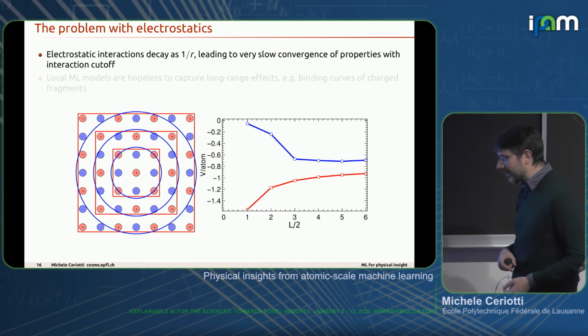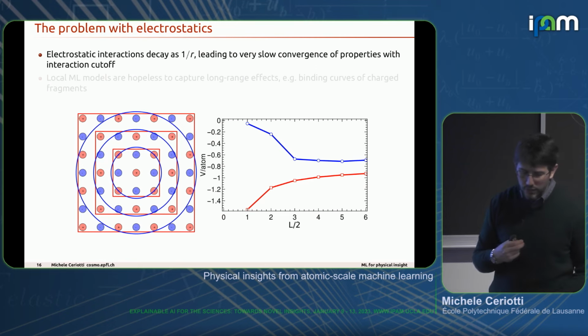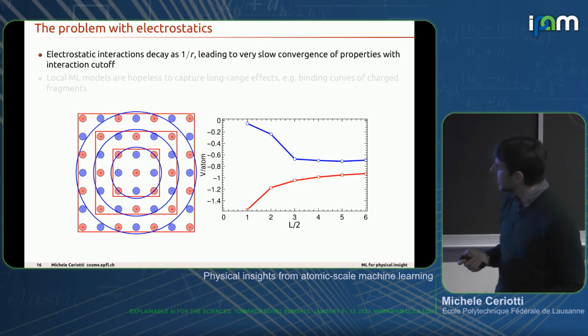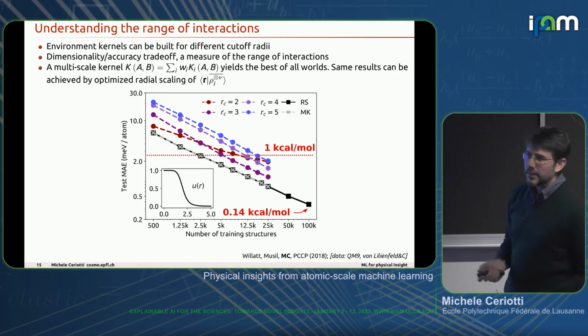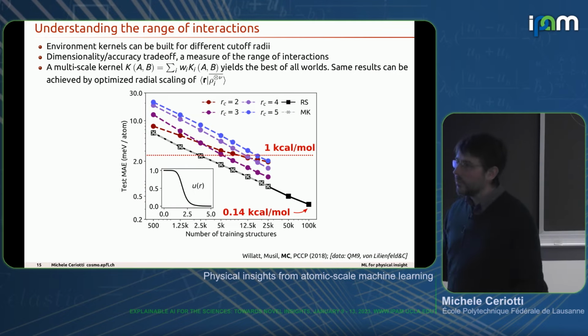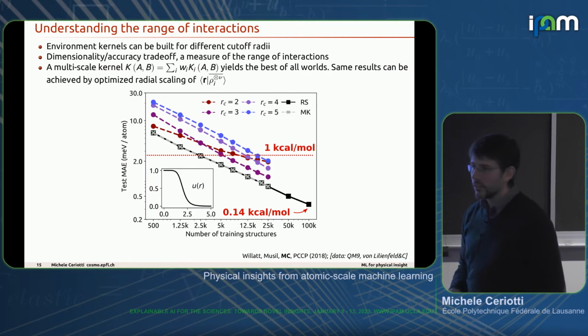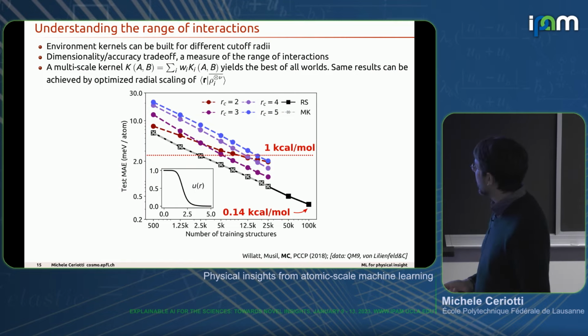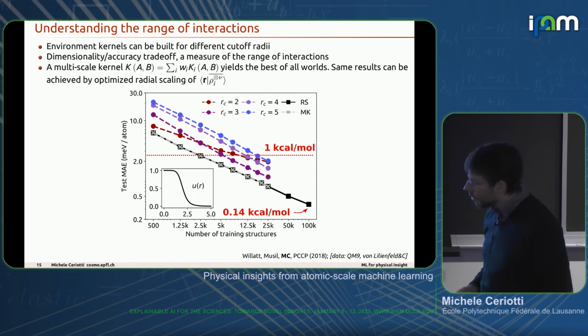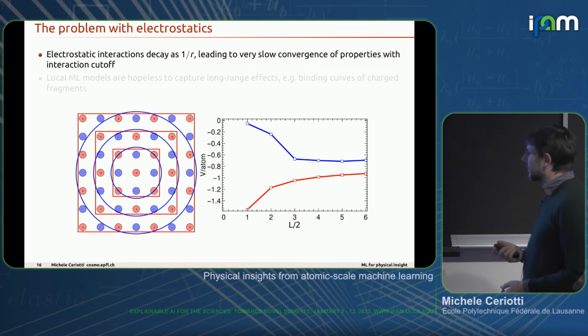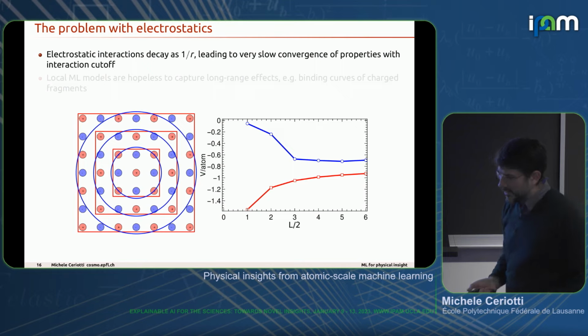Now, if I can come back to this problem of locality, does this mean that in order to learn any problem in chemistry and in condensed matter physics, I just need to progressively increase the cutoff? Well, unfortunately, this is not the case.